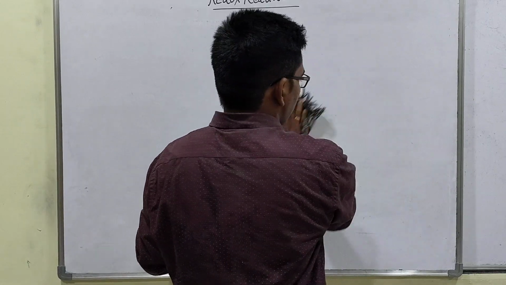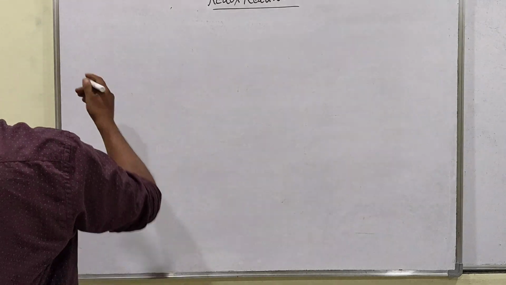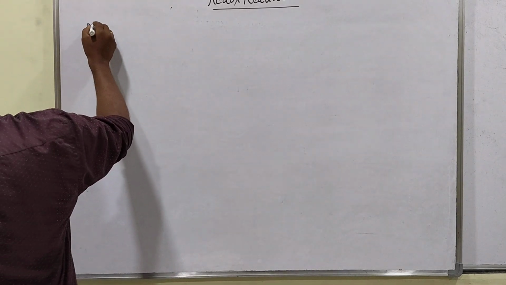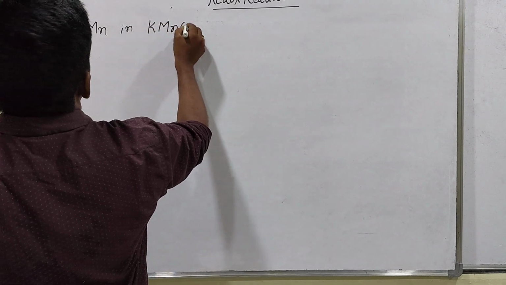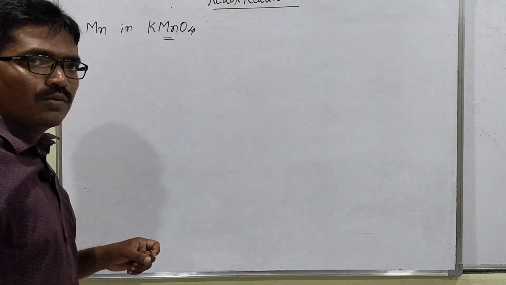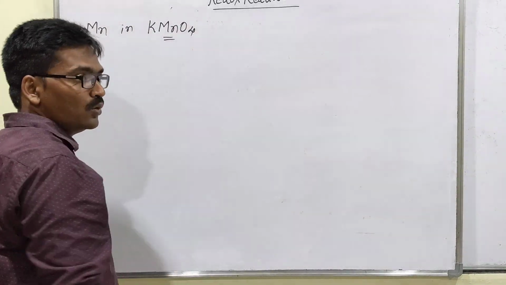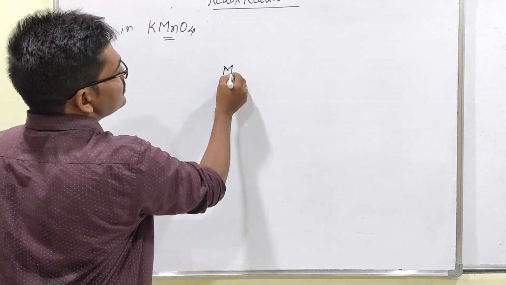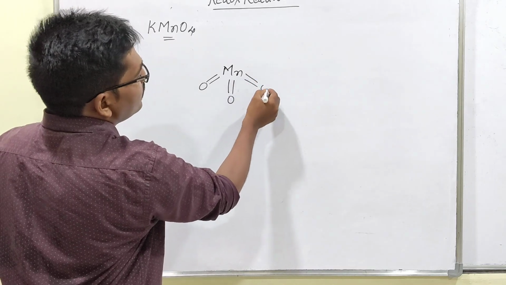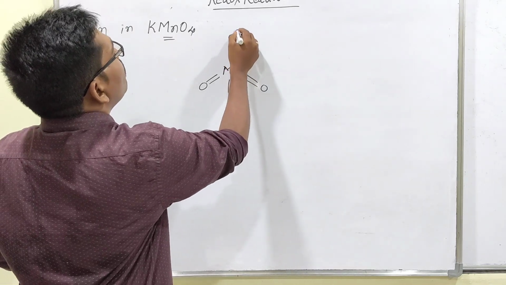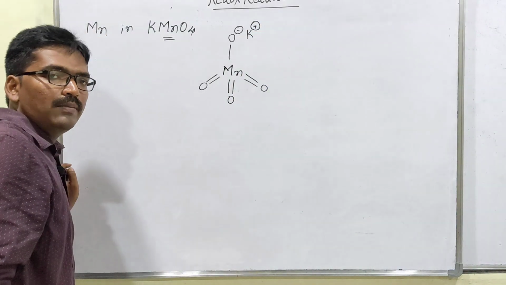So now one more example we'll see, that is KMnO4. Manganese oxidation state in KMnO4. If you want to find out the manganese oxidation state, the structure of KMnO4 should be known. So that is manganese, then double bond O, then double bond O, then double bond O, then single bond O minus K plus, like this will be the actual structure. Okay, clear, my dear students?